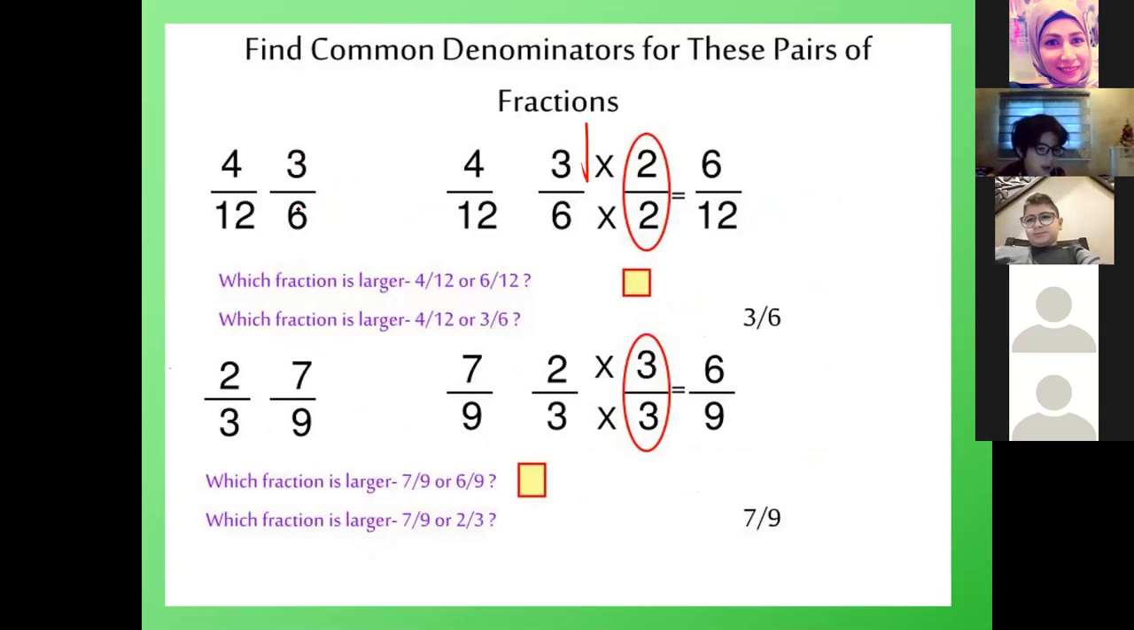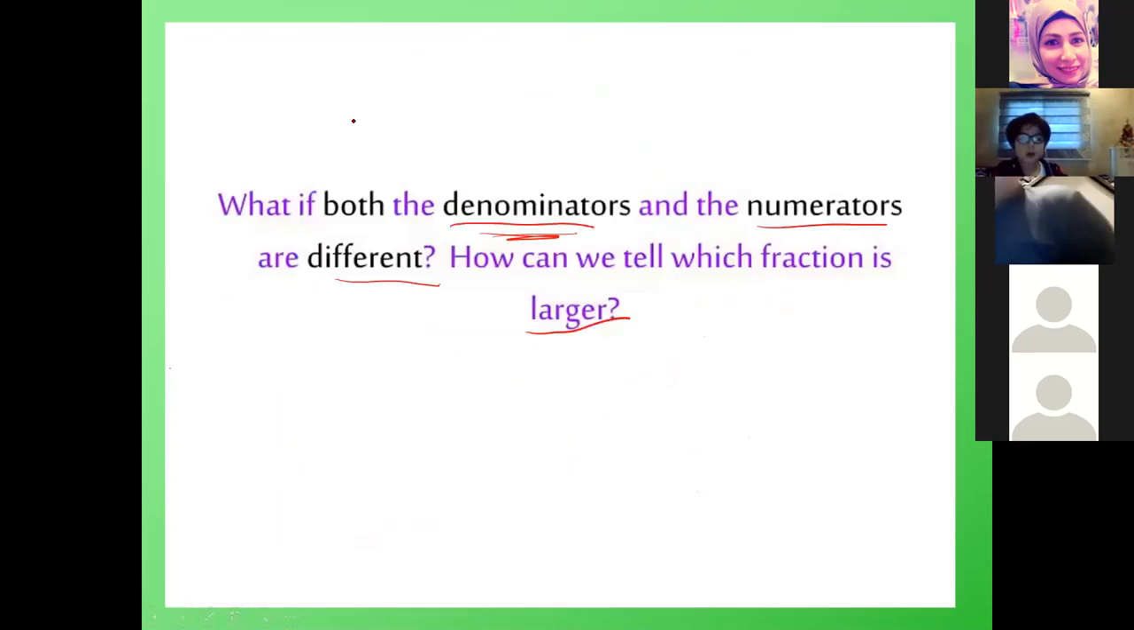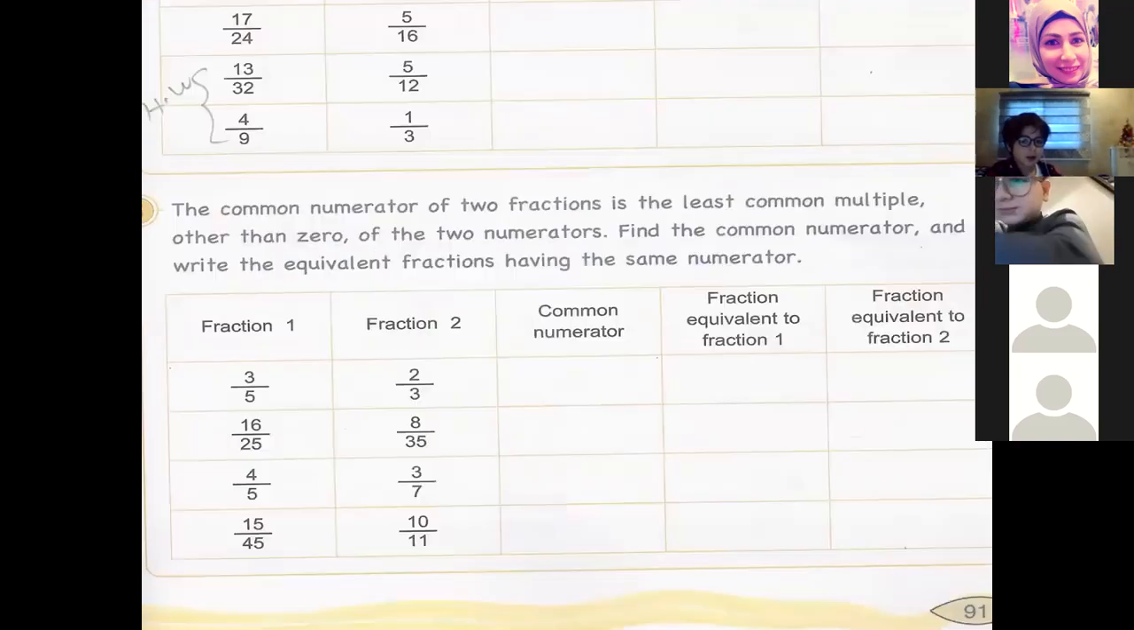Now 4/12 with 3/6. We want to know which one is the biggest. And now 2/3 and 7/9. We want to know which one is the biggest. Let's do 4/12 with 3/6 on a draft paper. What shall I do?